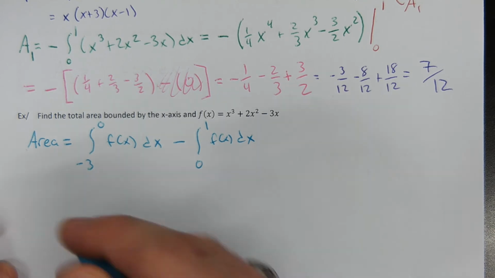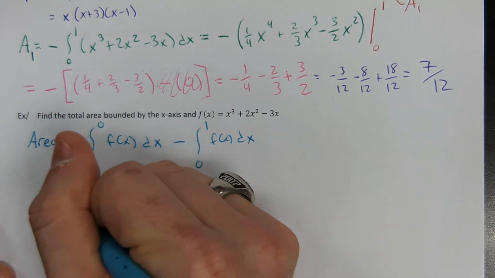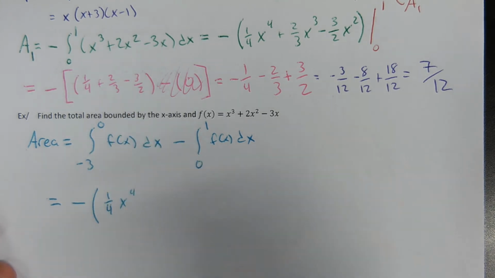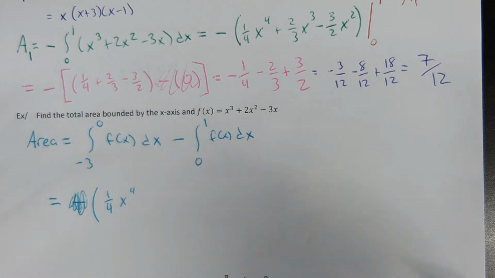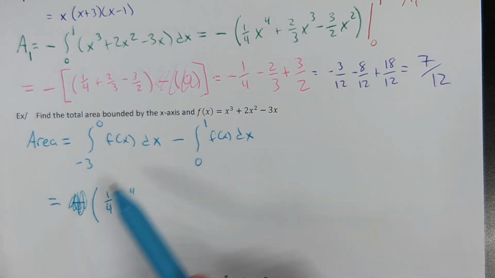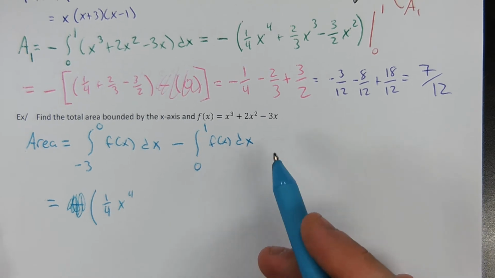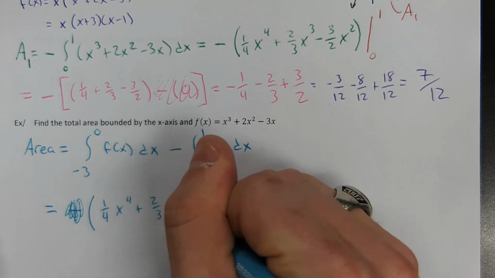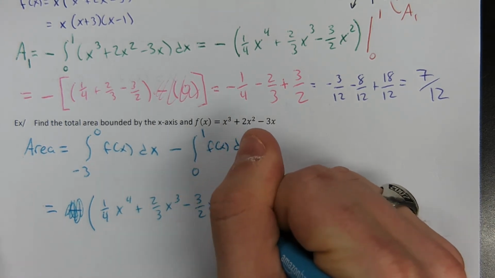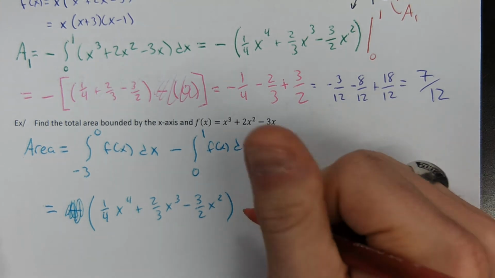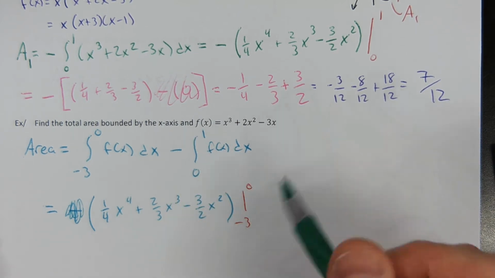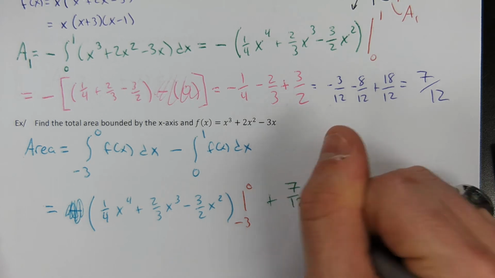Great. So this is going to be equal to negative, and then I've got the same integral, 1/4 x to the 4th. Oop, oop. Scratch that. There's no negative sign. My apologies. That negative sign belonged to this integral only. I am so sorry. And that one's being evaluated from -3 to 0. And we know that the other integral, this negative integral, has a value of 7/12 from the previous answer.